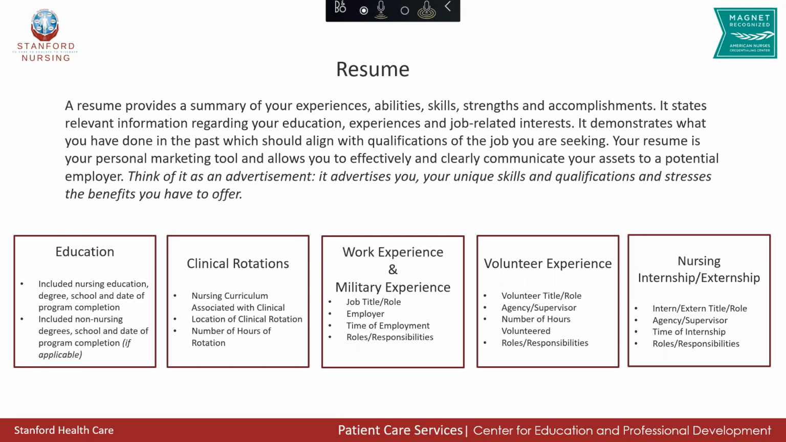So when you're looking at your resume, again, how you format it is up to you. The length is up to you. And what you choose to share with us is really up to you. There is one requirement that we ask that you put on your resume, and that is a list of your clinical rotations, the curriculum that's associated with those clinical rotations, the location, and the number of hours. And I'll give you an example on the next slide.